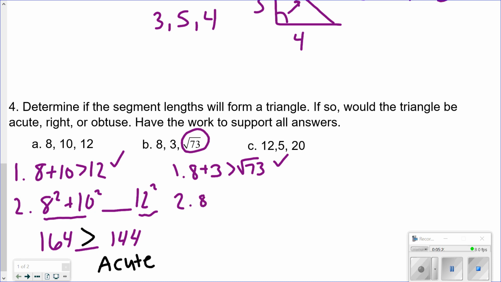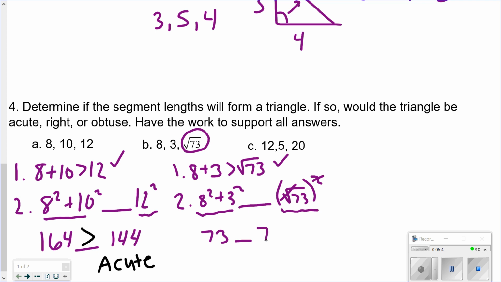So 8 squared plus 3 squared. How does that compare to the square root of 73 squared? All right, well, if I plug this into my calculator, I end up getting 73. If I plug this into my calculator, remember if you have a square root and a square, those just cancel out. And so that equals 73. So these are equal, meaning that this is a right triangle.